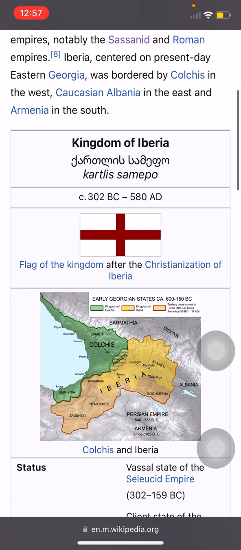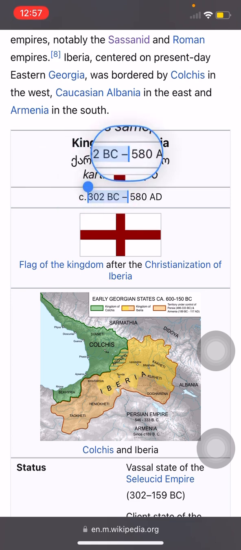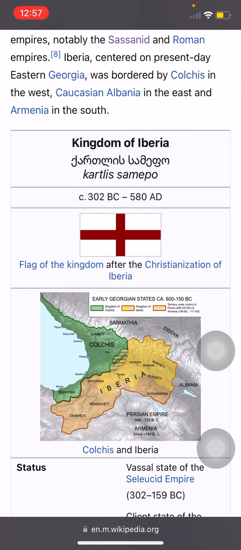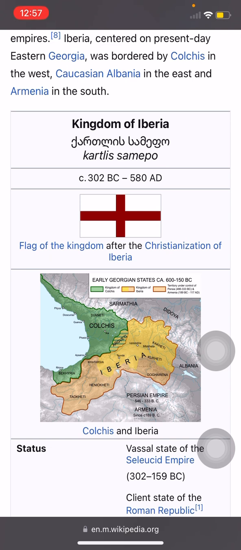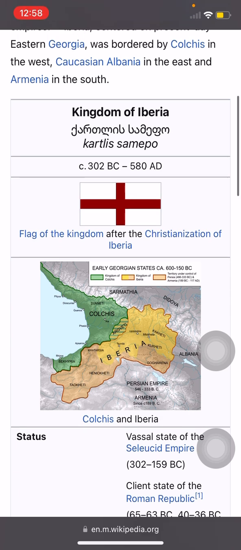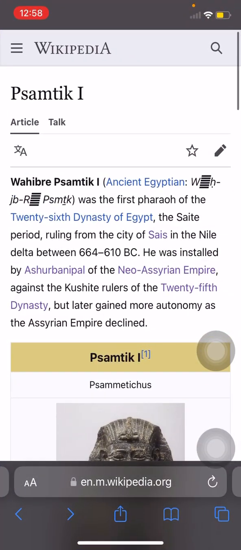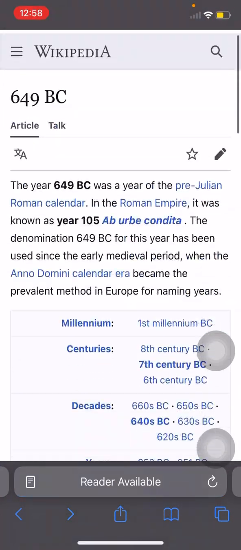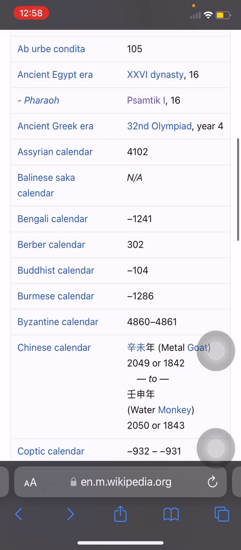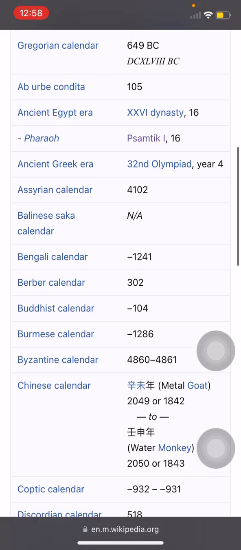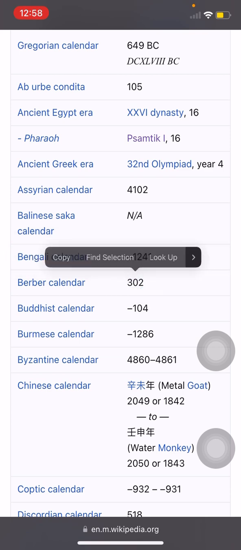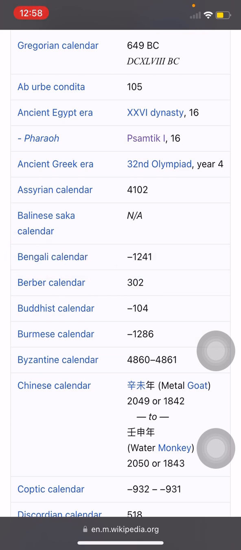But anyway, we got 302 BC to 580 AD. So remember, we Berbers could be English, ancient Syrians, ancient English, Egyptians, Berbers, however you want to put it. So in order for us to get to 302 BC, we got to get to 649 BC. In 649 BC, the pharaoh that's ruling is Psamtik the First. And as you see right here, we got 302 BC, the Berber calendar.